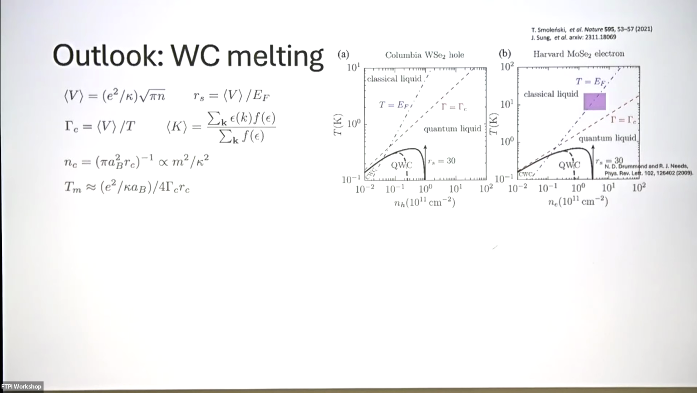And you will see that the critical density is proportional to m squared over kappa squared. Forgot to write it here. The temperature is proportional to m over kappa squared. So for TMD materials, because they have lower dielectric constant and higher mass, the phase of Wigner crystal is larger in this kind of system, and that makes this system more probable to observe Wigner crystal in experiment. Okay, that's a comparison to other material systems.